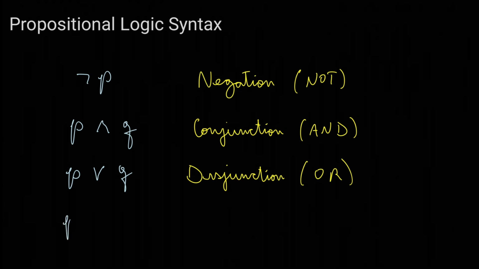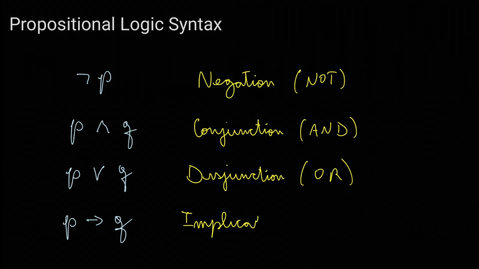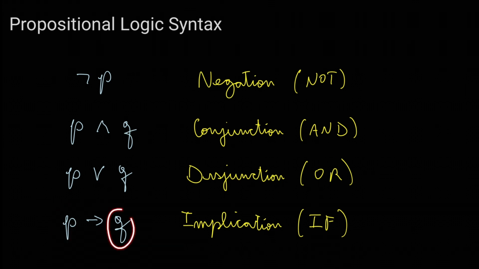Next, we have the implication. P implies Q, or you'll also see it written as if P, then Q. This, as I said, is an implication. This one is a little harder to understand, and we'll see it in greater detail in other videos, but for P implies Q to be true, P has to be false or Q has to be true. So if P is false, it doesn't matter the value of Q, this is true. If P is true, then Q has also to be true.